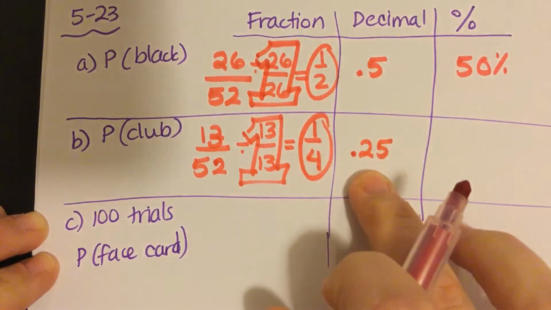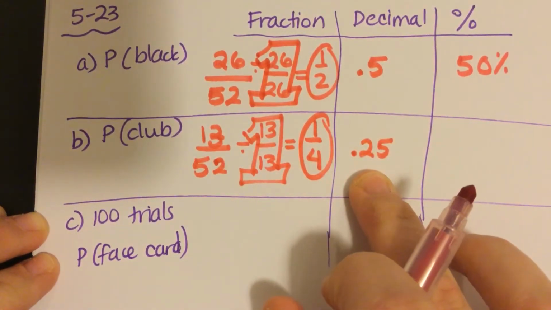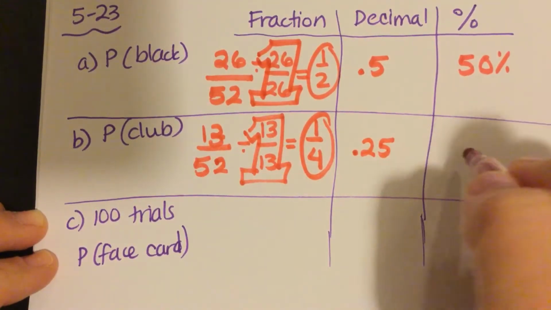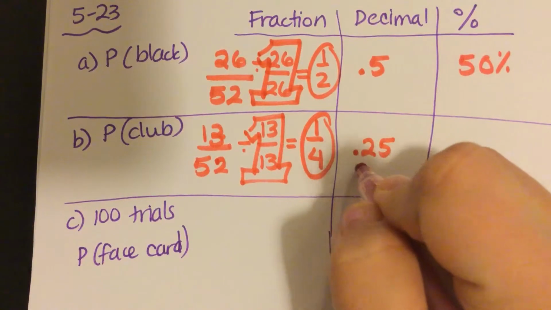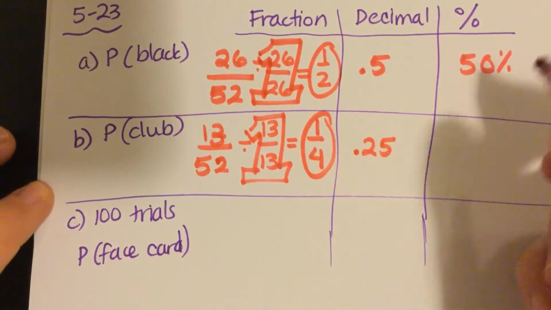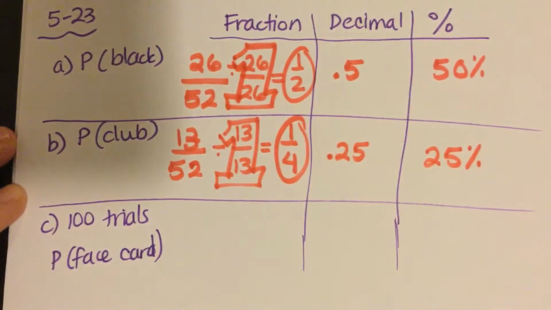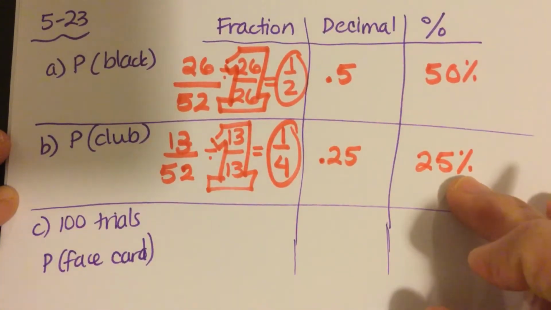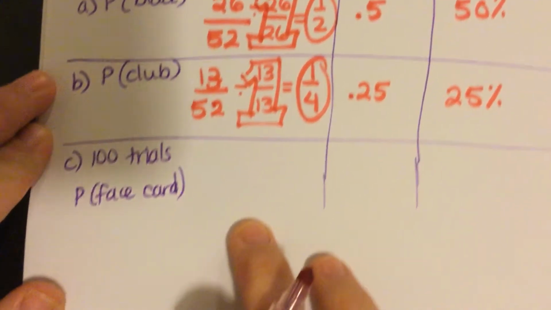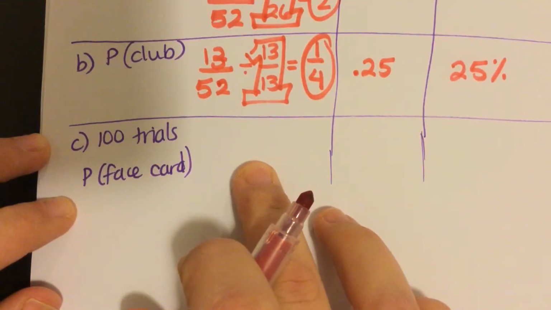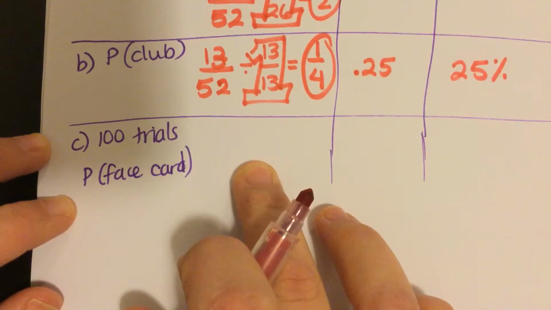So I'm going to record that as a decimal. No math necessary. Well, no non-mental math. And then I move the decimal place over 2 spots to the right, which would give me 25% for my percent. The last one for letter C is the probability of getting a face card after 100 trials.